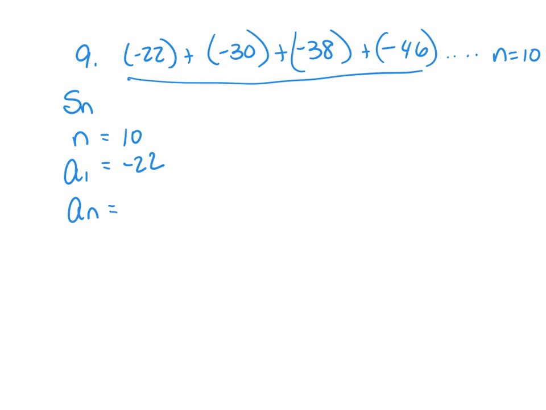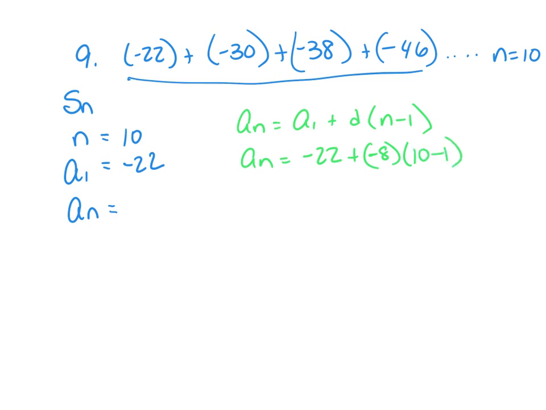So when I use the other formula, it says AN equals A1 plus D times N minus 1. Everybody recognize that formula? So AN equals the first term plus the distance between terms, which is negative 8, and 10 minus 1. Everybody see why it's negative 8? I am adding negative 8 each time to get from negative 22 to negative 30, negative 30 to negative 38.